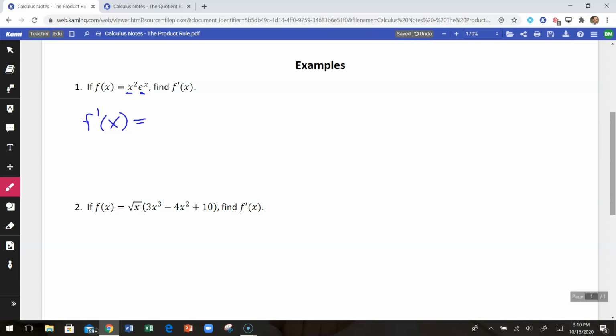So f prime of x is the first, so I'm just going to leave x squared as is, times the derivative of the second. Well, the derivative of e to the x is e to the x, plus the second function, which is e to the x, times the derivative of the first function, which would be 2x, using the power rule there. And there we have our derivative of that. You do not need to worry about simplifying this. Just leave it as is.